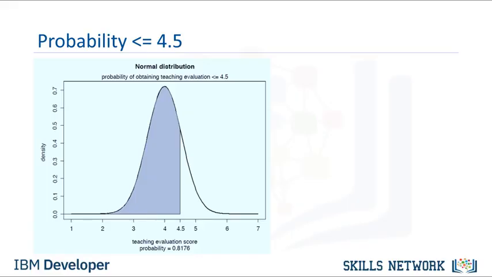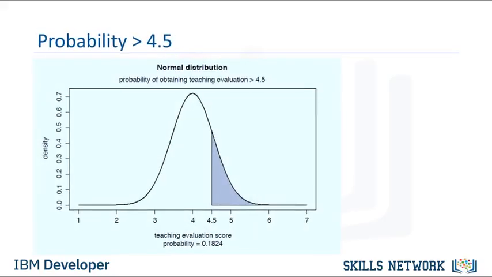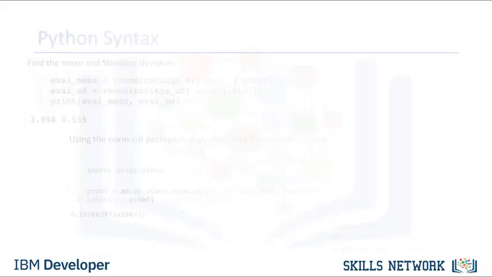You can see from the next graphic that the probability is the reverse of the one that we saw earlier, and hence the probability of obtaining a teaching evaluation score of greater than 4.5 is 18.24%, which is the area shaded in gray. The reason for this is that the area under the normal distribution curve is equal to 1. So 1 minus 0.8176 will give you the area for evaluation scores greater than 4.5.